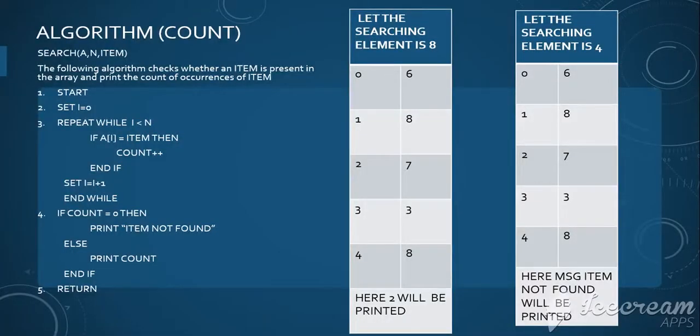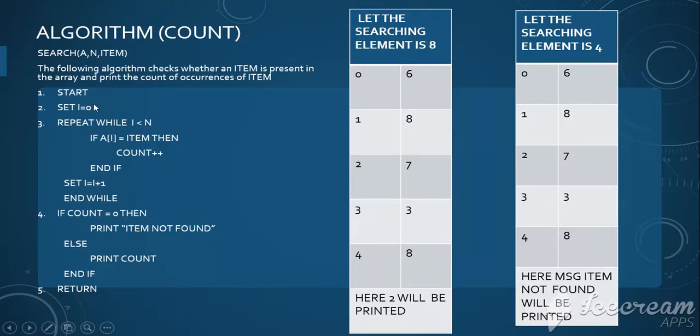And next we are going to evaluate the second method. What is the second method? We can check the array and search for an item and print the count of occurrences of the item in the array. So if the item is present in the array, we are going to print the number of occurrences. So consider an array containing 5 elements, and suppose we are searching for the element 8, whether 8 is present in the array or not.